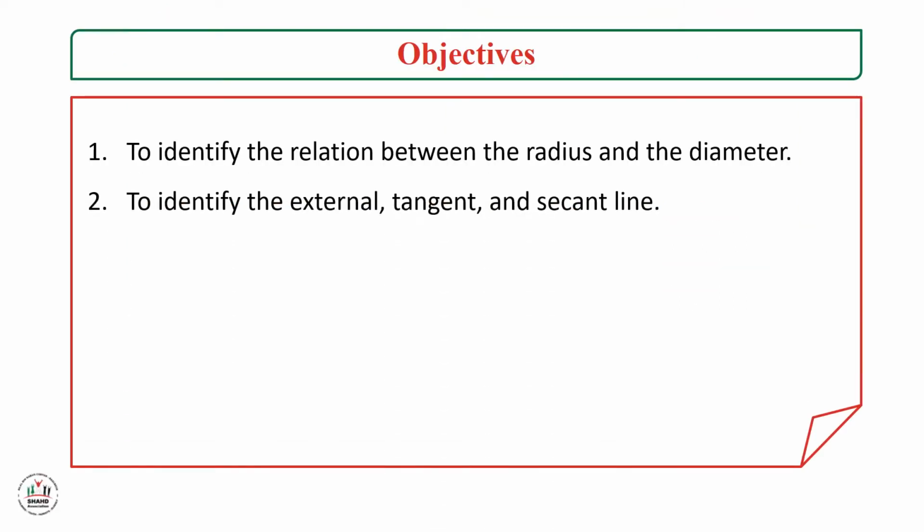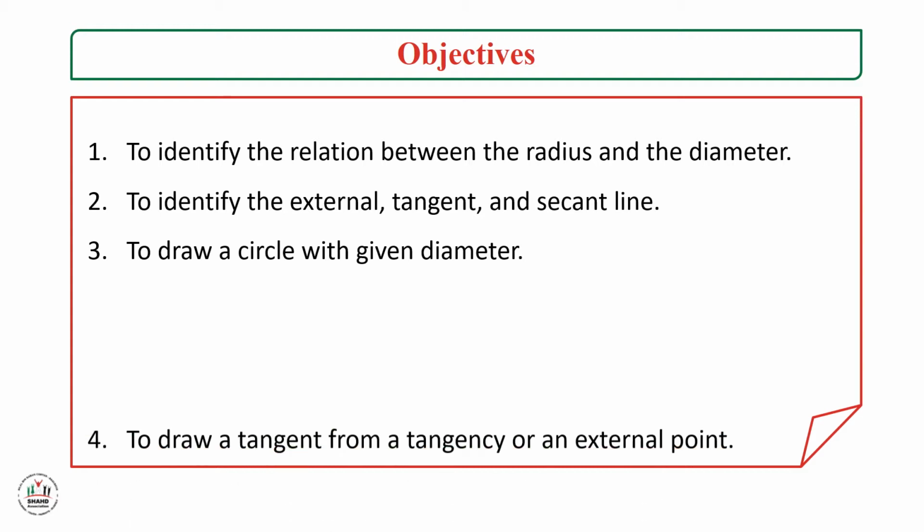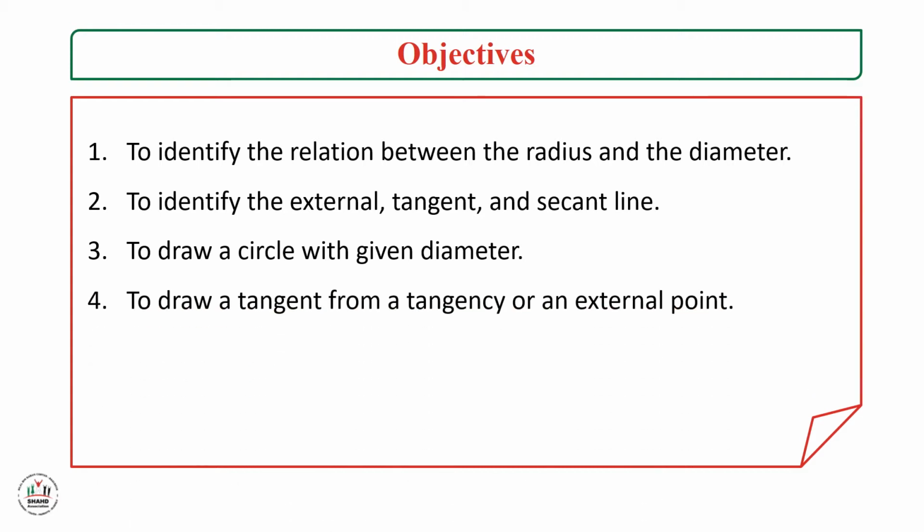Our lesson today is about lines and circles, part 2. At the end of this lesson, you will be able to identify the relation between the radius and the diameter, to identify the external tangent and secant line, to draw a circle with given diameter, and finally, you will be able to draw a tangent from a tangency or an external point.